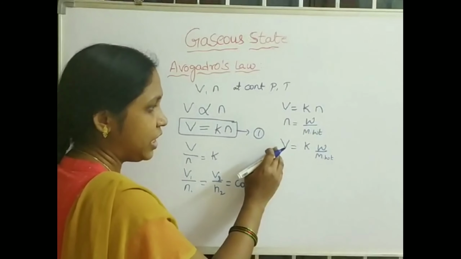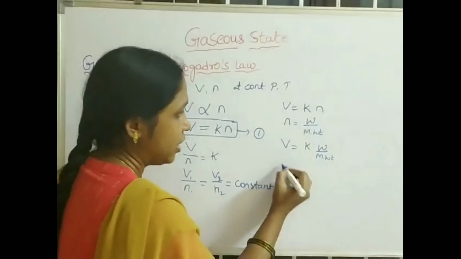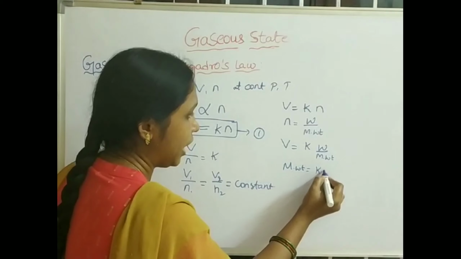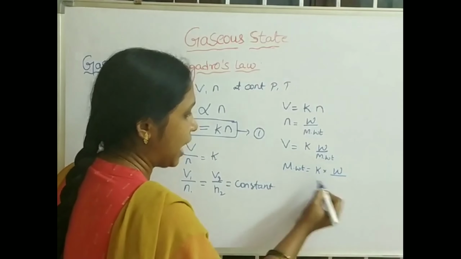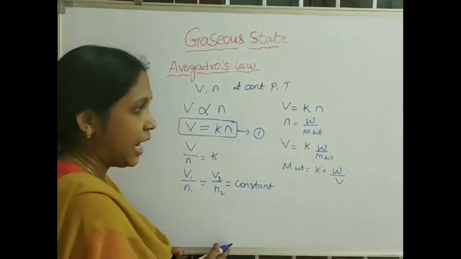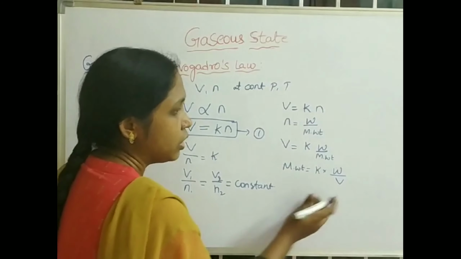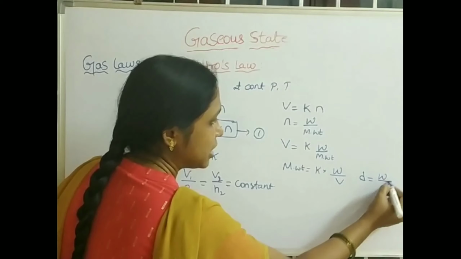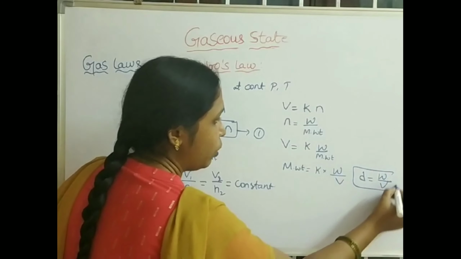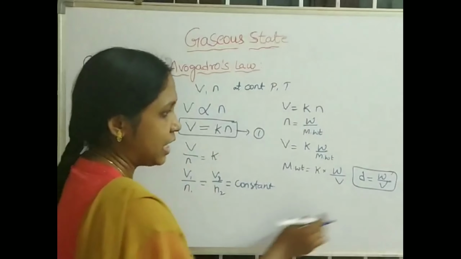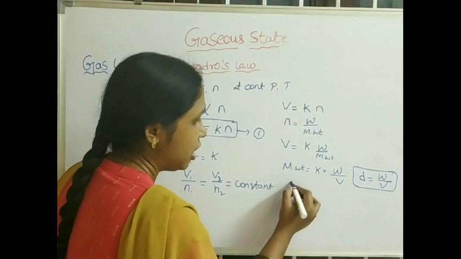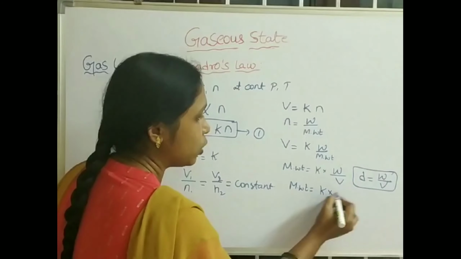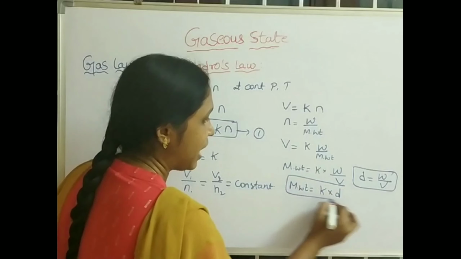Take molecular weight to the left side and volume to the right side. So you will get molecular weight of gas is equal to K into weight of gas by volume of the gas. Weight by volume is nothing but the density. Density means mass by volume, known as the density of the gas. So substitute the density here, you will get molecular weight of gas equal to K into density of the gas.